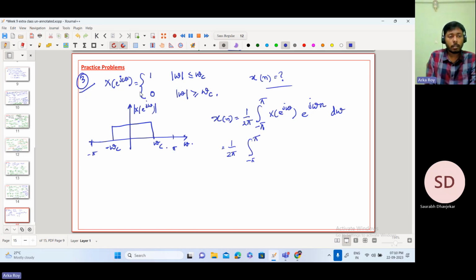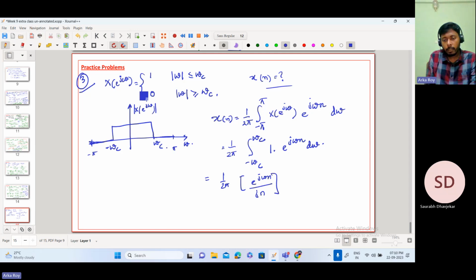Now here you need to focus a bit. For this particular region, the value is 0. So we can just write it from minus ωc to ωc. Fine. And then the value is 1 at those locations, and e to the power jωn dω. If I now solve it, it will be e to the power jωn divided by jn, from minus ωc to ωc.